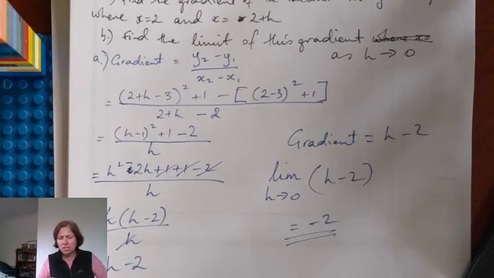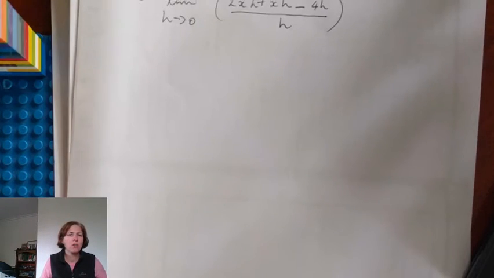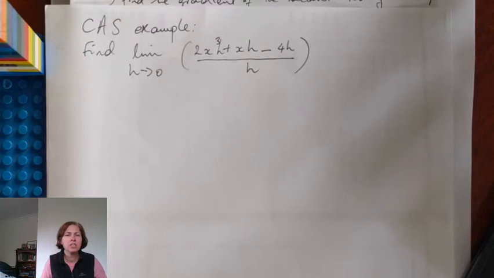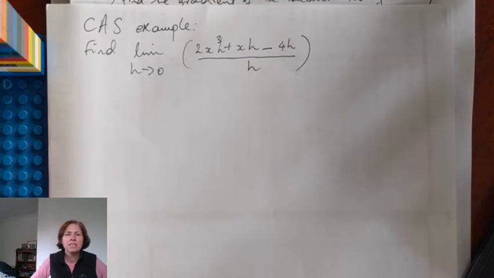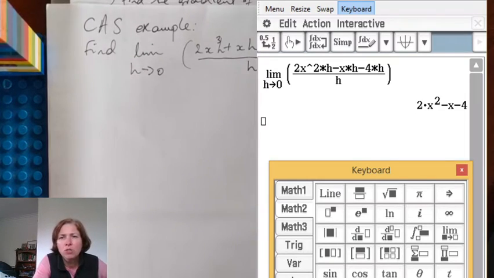My last and quick worked example for you is if I was going to use my CAS to do this. So what happens is if I've got, let's say, this expression, which is 2x cubed h plus xh minus 4h over h, and I want to find the limit of that as h approaches 0. I can simplify that first. You can see that h cancels out, but I'm not going to do that. What I'm going to do is put it straight into my CAS. Now you can't see the original equation now, but it's here.